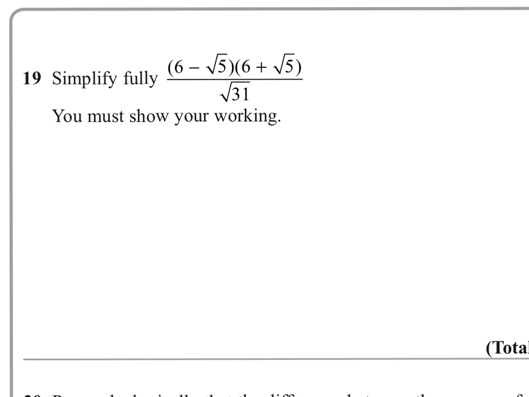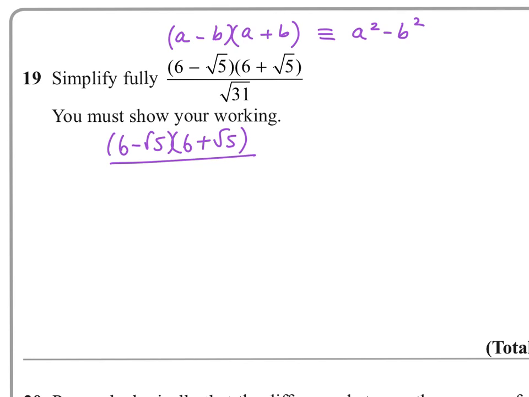Question 19. We've got to simplify a fraction, and there are surds in the numerator and there are surds in the denominator. The first thing to see here is that we have a minus b times a plus b. So we really should be looking for a difference of two squares, a squared minus b squared. So that can be of use to start with. So if we write out the question like this, we can then directly go to this a squared minus b squared.